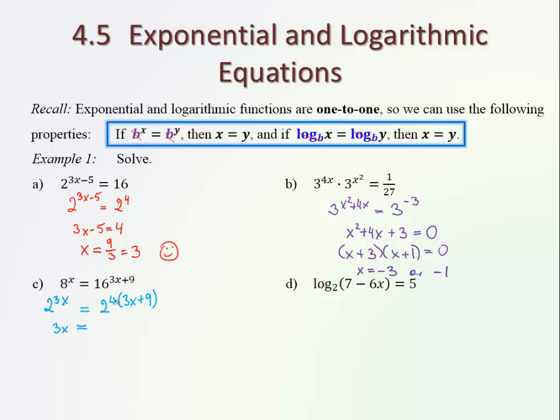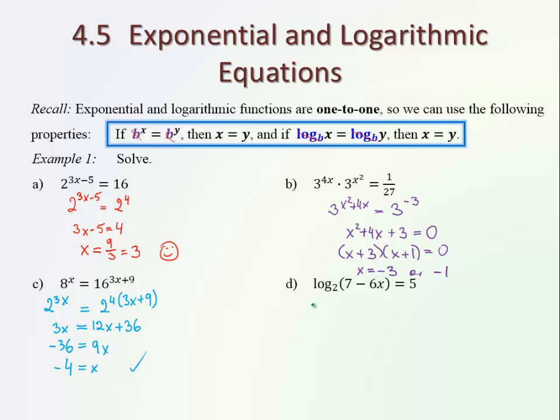3x equals, we can perform this multiplication, 12x plus 36. And again, it's a linear equation, it's not difficult to solve. Subtract 3x, that will be 9x, bring the 36 to the other side, and divide by 9. So we end up with negative 4. Again, we have one solution.